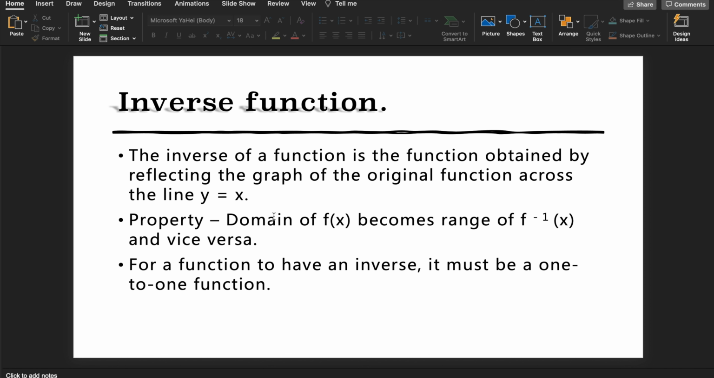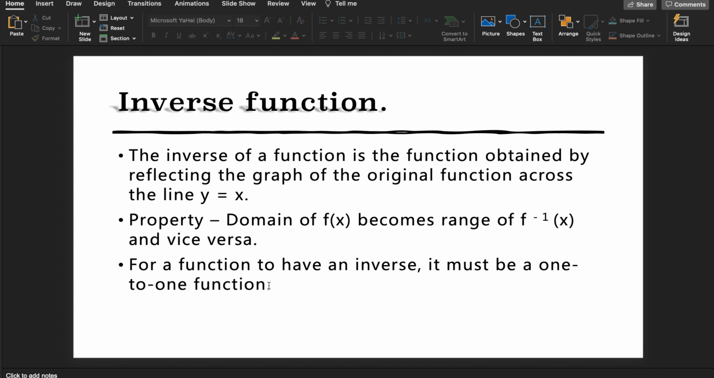And yeah, the domain of f of x becomes the range of f inverse of x. You'll soon know why. And the vice versa also holds true, meaning the range of f of x becomes the domain of f inverse of x. And for a function to have an inverse, it must be a one-to-one function. Even if a function is not one-to-one, we can restrict the domain so that for that particular domain, the function is one-to-one for that region only. I think you'll learn that later.